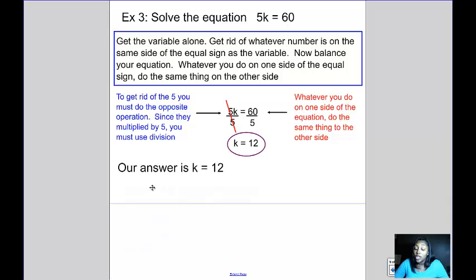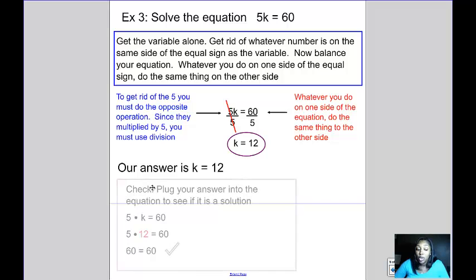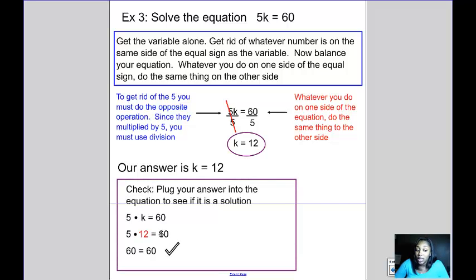And just like before, we want to check it. So we want to plug 12 into our equation. So we have 5 times k equals 60. We're going to plug 12 in. And does 5 times 12 give us 60? Well, the answer is yes. So that means k does equal 12.